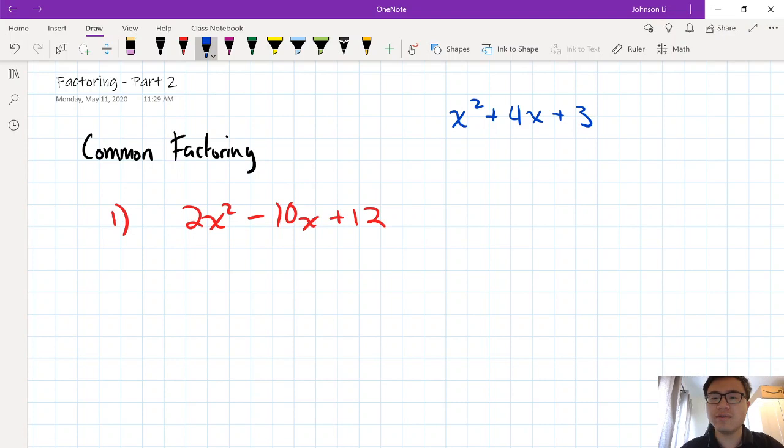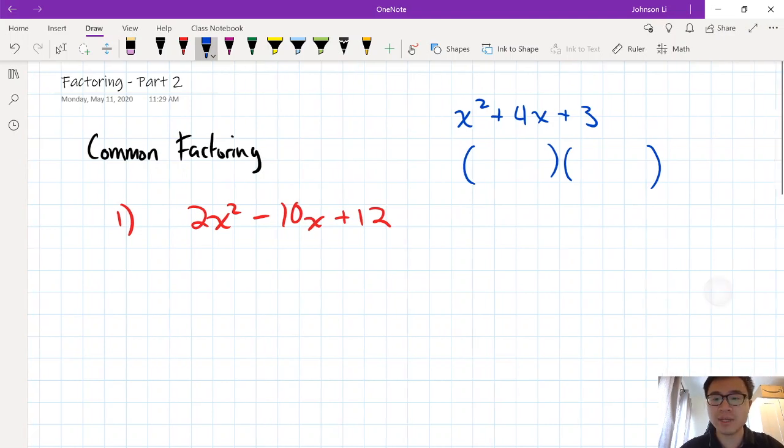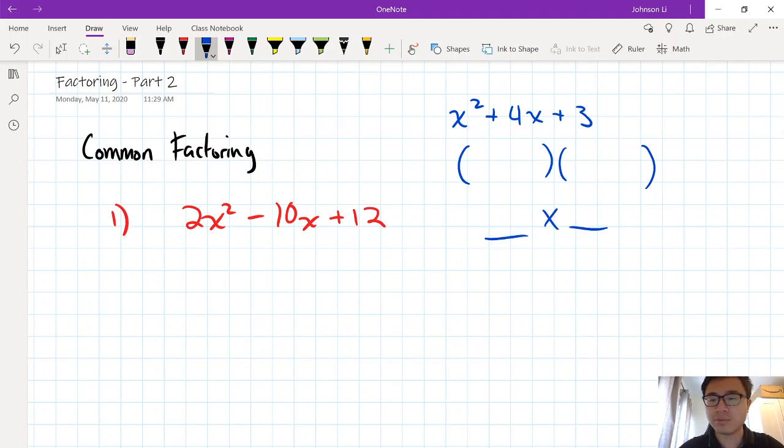Okay, so if you have something like this, and you want to factor into two brackets, two binomials right next to each other, again, what you would do is figure out a pair of numbers that would multiply to the last number, being 3, and would also add to the middle number, being 4, right here. Okay, so always the last number and the middle number: you want to figure out a specific pair of numbers that would multiply to it and then add to it.